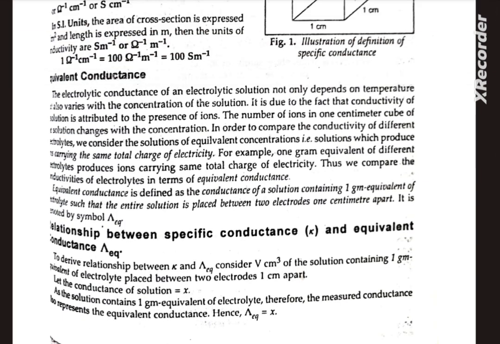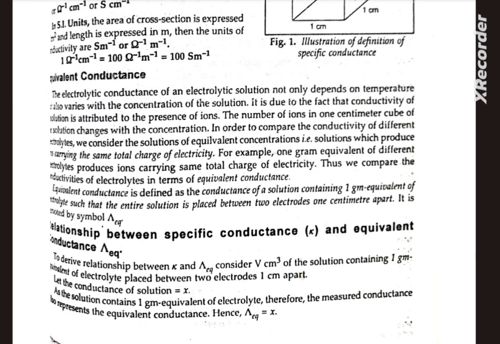Equivalent conductance. The electrolytic conductance of an electrolytic solution not only depends on temperature but also varies with the concentration of the solution. It is due to the fact that conductivity of solution is attributed to the presence of ions. The number of ions in 1 centimeter cube of the solution changes with the concentration.